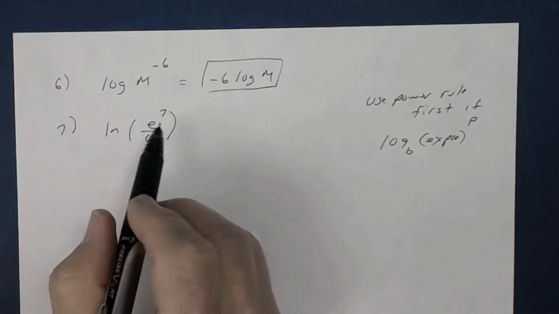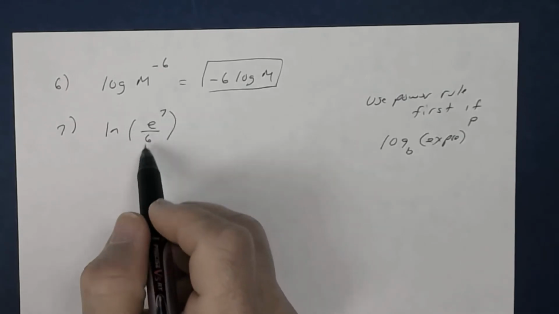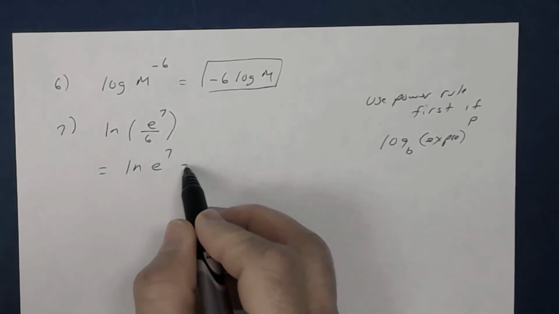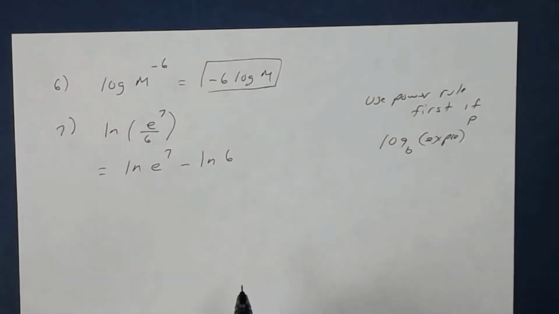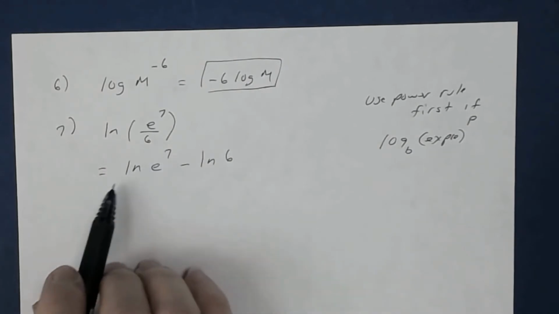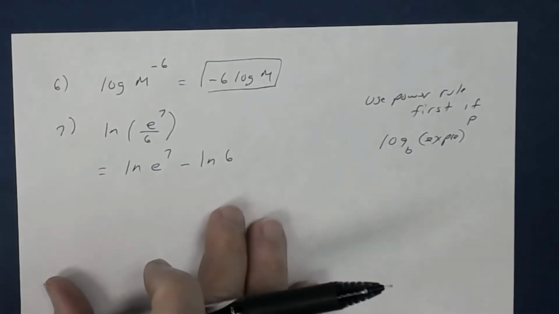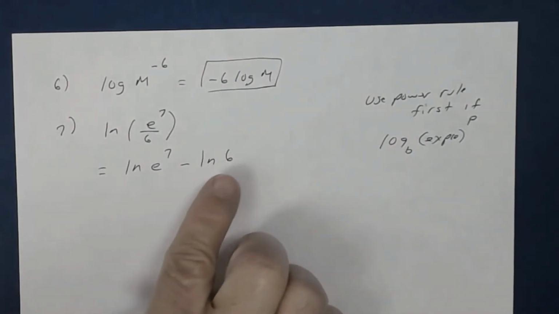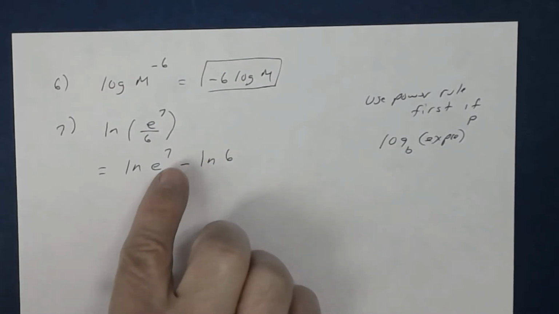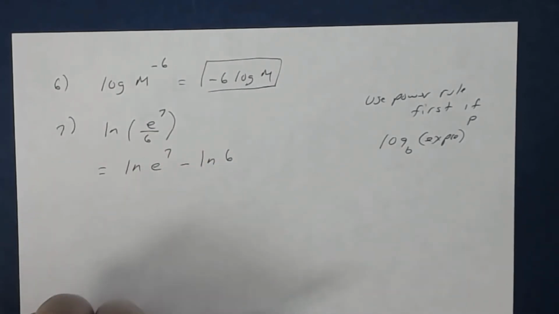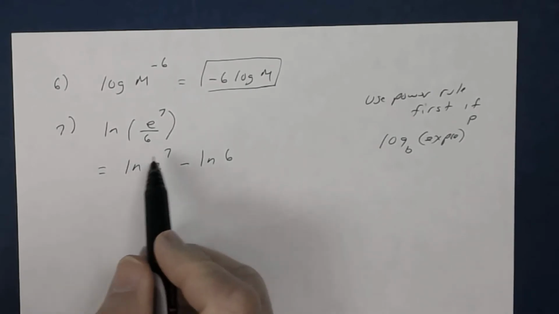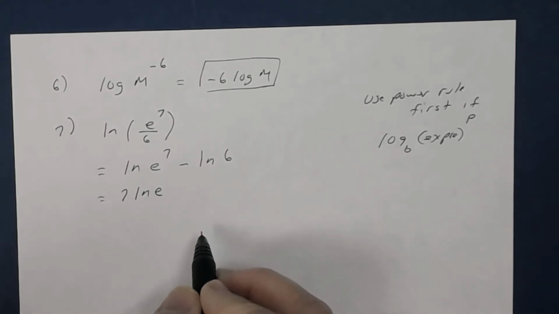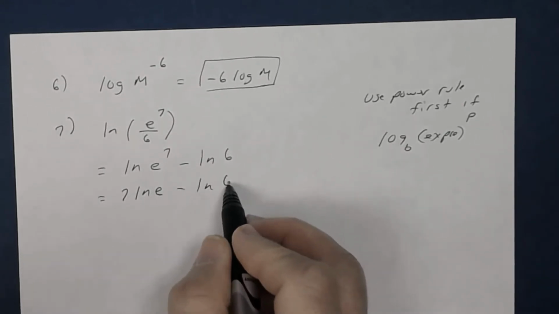Now, I am looking at a quotient though, so let's use the quotient rule here first. So that's going to become the natural log of e to the 7th minus the natural log of 6. Now do y'all see I can use a power rule? So in this problem I used two rules, the quotient rule, and now I can use the power rule. So that's going to be 7 times the natural log of e, minus the natural log of 6.